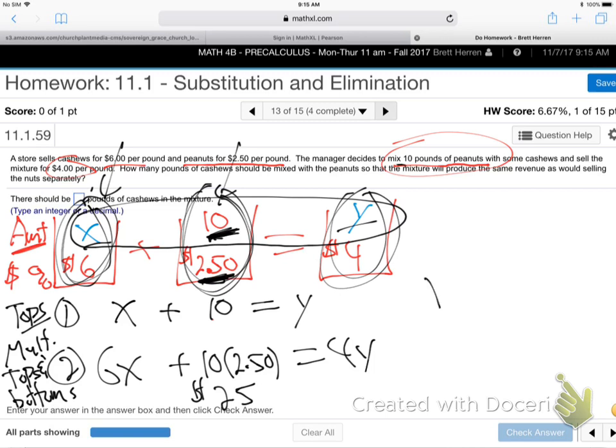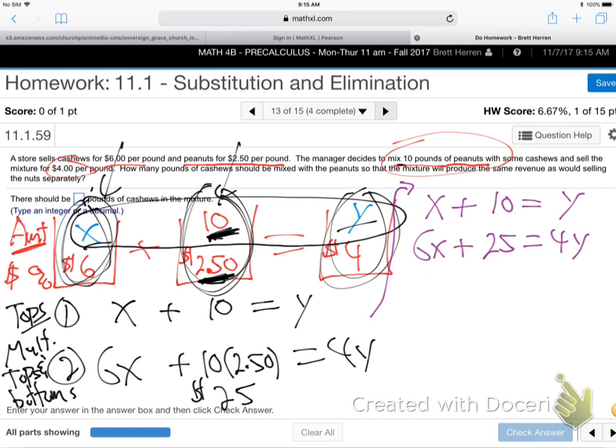So in other words, we have X plus 10 equals Y. We have 6X plus 25 is 4Y. Good. Two equations, two letters, so we can solve it. What should we do? There's a lot of ways you can go. Maybe I could solve for X in the top one and plug it into the bottom one. So I'll just move this 10 to the other side. So this one will become X equals what? Y minus 10, because when that 10 jumps to the other side, it becomes a minus 10.